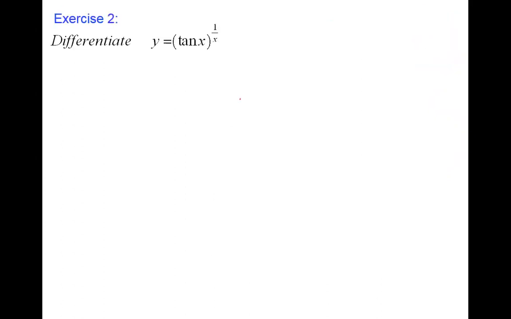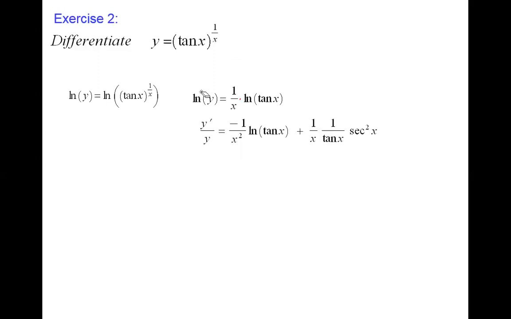Exercise number 2. Tangent of x to the power of 1 over x. Okay, as we can see, function to the power of another function. Okay, I took ln of both sides, natural log of y, natural log of the right-hand side. The exponent 1 over x is placed in front of the logarithm. And now let's differentiate. Derivative of ln of y is 1 over y times y prime. Derivative of 1 over x is -1 over x squared.